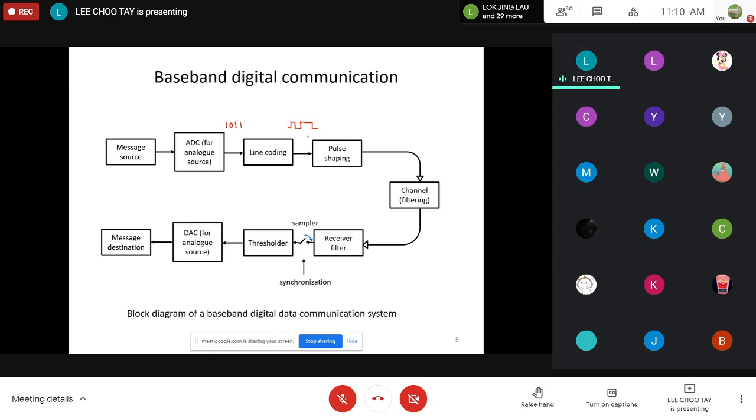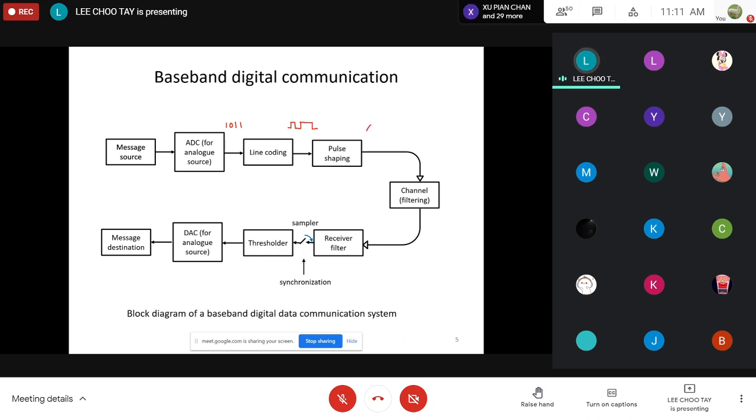And then this rectangular pulse, as we know, in the time domain will have a very wide or infinite bandwidth in the frequency domain. So for our channel with limited bandwidth, we can't really transmit the signal as it is. We have to shape our pulses before we transmit. The pulse shaping process basically converts this rectangular pulse into a pulse that is going to take up less bandwidth, but still represents the binary information that we are sending.